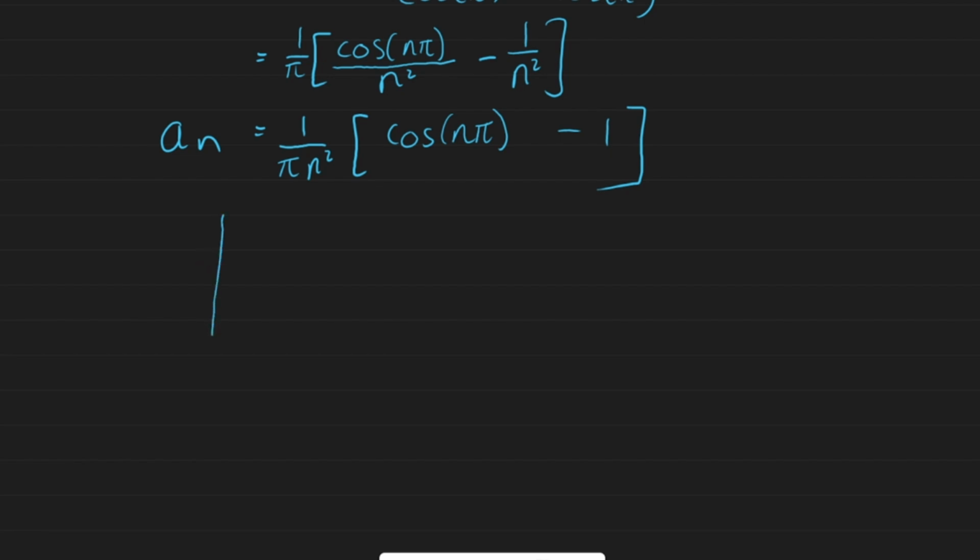That is the graph. So we have 1 and we have minus 1, and it starts off at 1 when x is equal to 0. Then it goes down to 0 when x is equal to pi over 2, and then it goes down to -1 when x is equal to pi, and then it repeats itself like that.